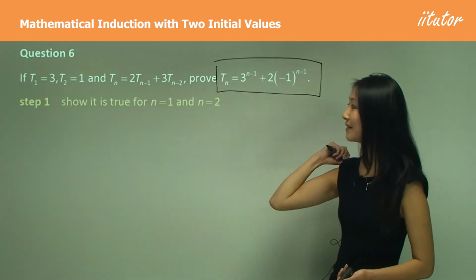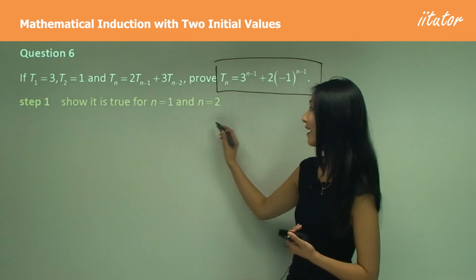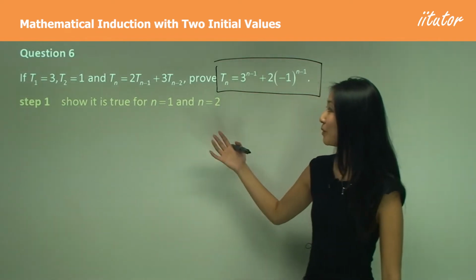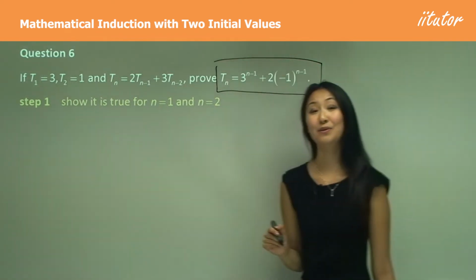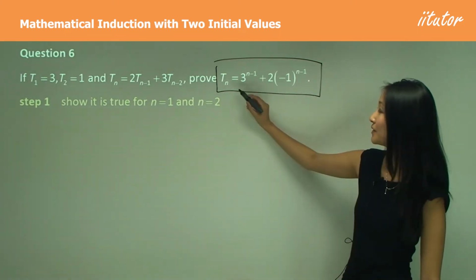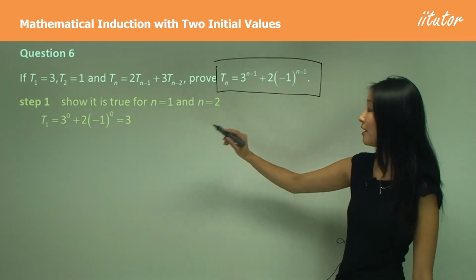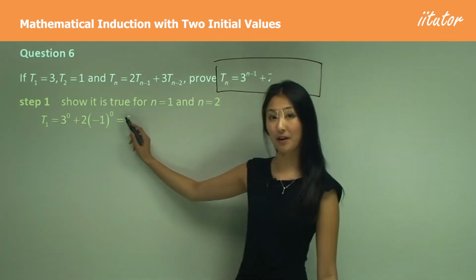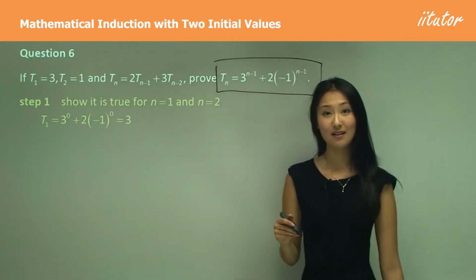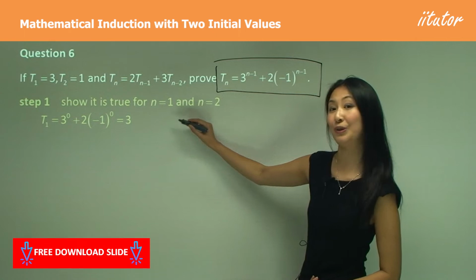So to start off with, in step 1, we want to show that it's true for both n equals 1 and also n equals 2 because there's two starting values. So with that, what we know is that the first value we're given equals 3. So we want to prove using this that it does indeed equal 3. So we just substitute in T1, and so that becomes 3 to the power of 1 minus 1, which is 0. And this is 1 minus 1, which gives you 0 as well. So essentially you have 1 plus 2 times 1, which equals 3, which does equal what the initial value is said to be. So you can say that therefore this is true for n equals 1.